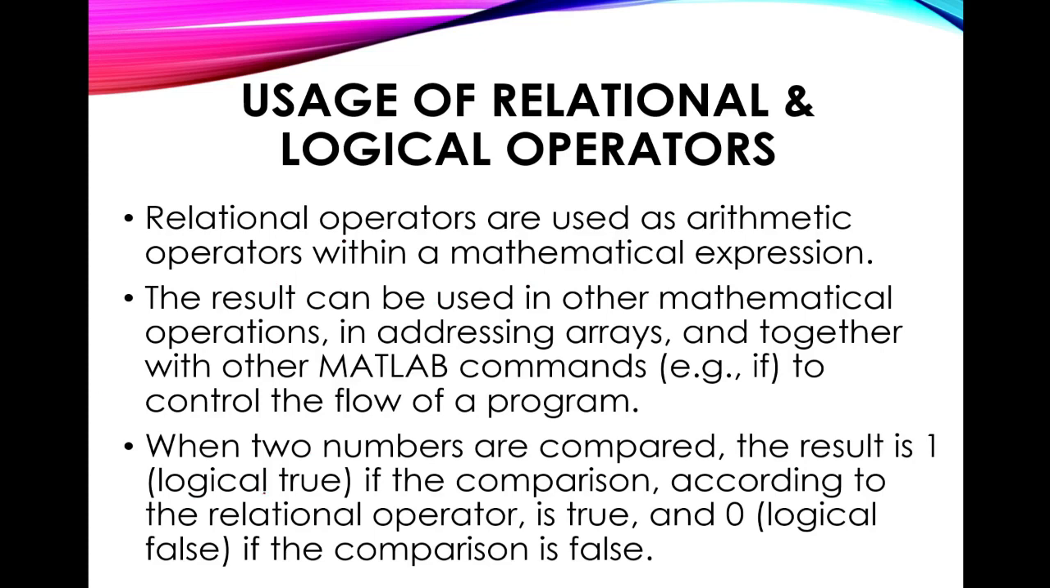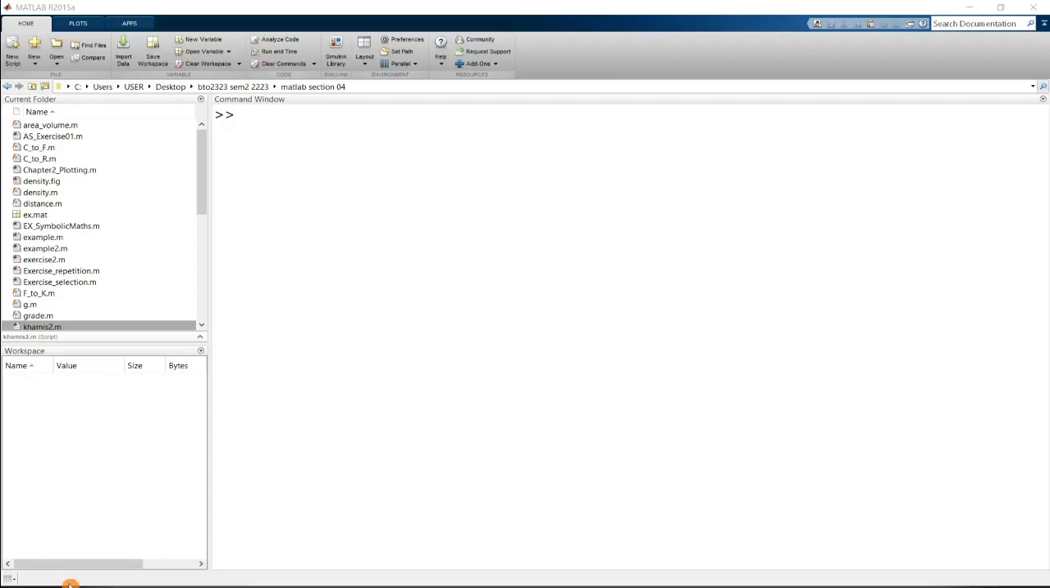So when you are using relational and logical operators, normally with relational operators, we compare 2 numbers. So the result is logical true, 1, if the comparison is true, and logical false, 0, if the comparison is false. So when you are doing comparison using relational and logical operators, you will get the results as 1 and 0 only. So 1 means that the comparison is true, while 0 means that the comparison that you are doing is false. Let's open our MATLAB and do some examples here.